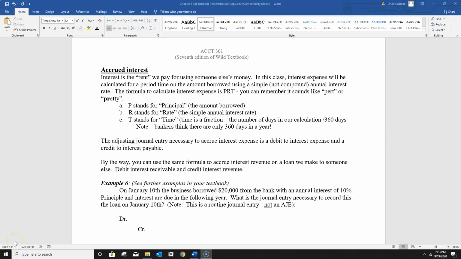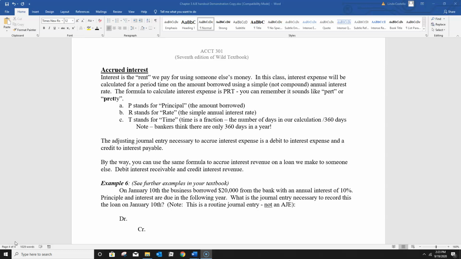Hi everybody. In the previous video, we calculated periodic depreciation expense and wrote an adjusting journal entry to record depreciation expense. In this video, we'll discuss accrued interest, calculate accrued interest expense for a period of time, and write an adjusting journal entry to record the accrued interest expense.